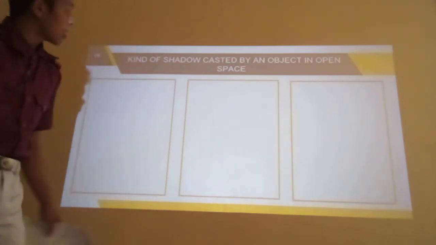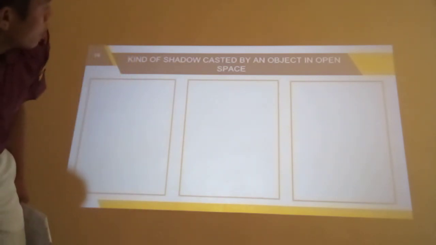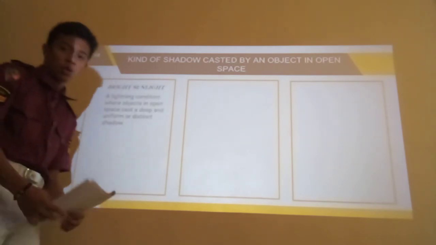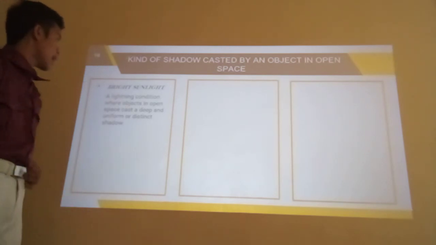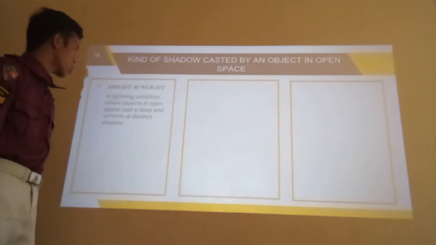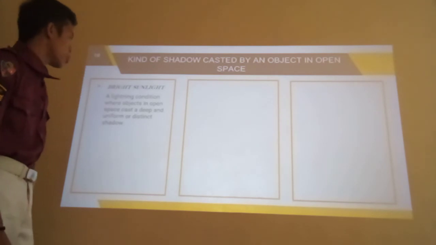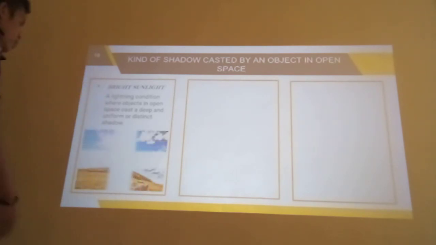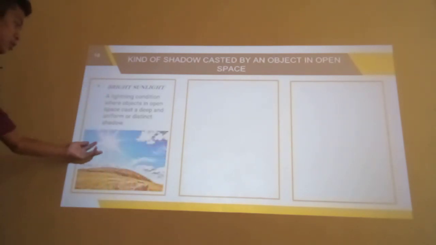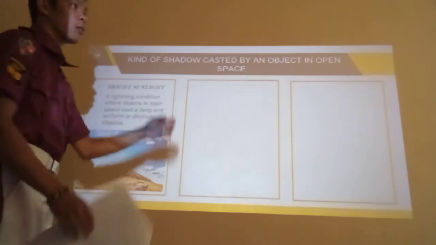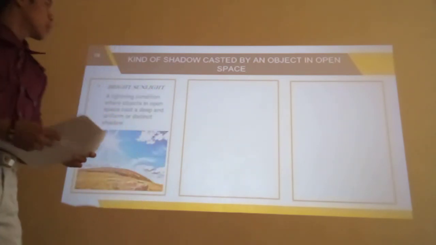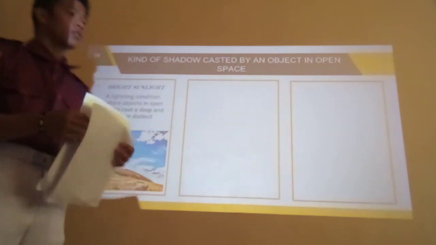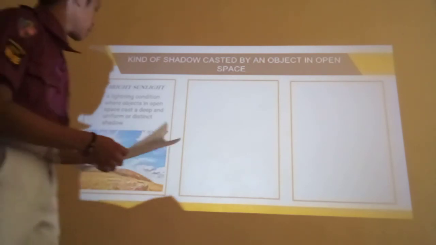Another example of the kinds of shadow cast by an object in an open space is bright sunlight. So what is bright sunlight? Bright sunlight is a lighting condition where objects in an open space cast a deep and uniform, distinct shadow. An example is the light of the sun, like today, a good day, or a good morning.